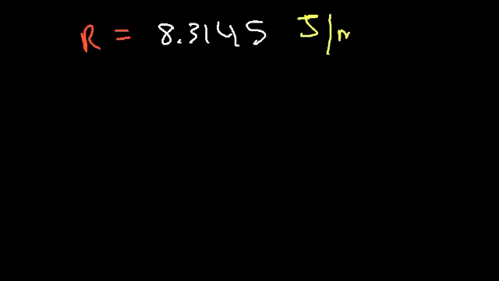Now, you can also use the R value 8.3145, but this has the units joules per mole per Kelvin. Now you can make this work, but pressure has to be in kilopascals if you choose to use this R value, but that's up to you. Personally, I prefer to use the 0.08206 because atm is a common unit of pressure in chemistry.